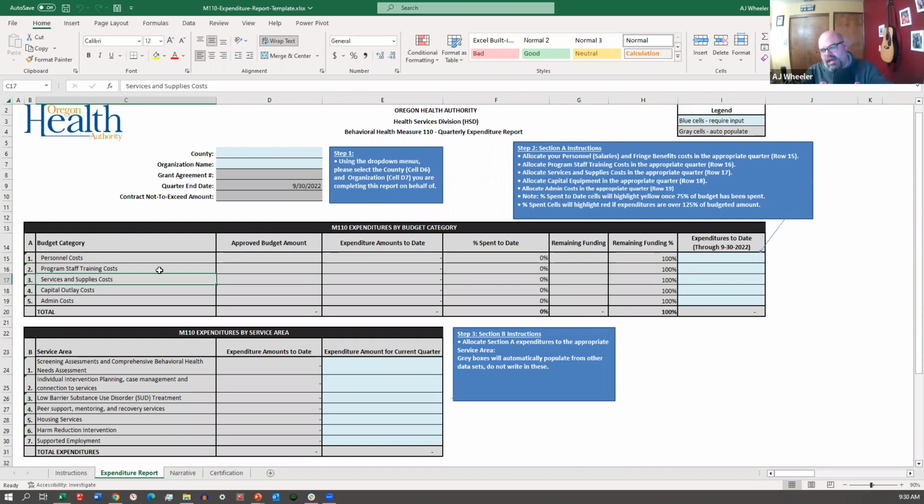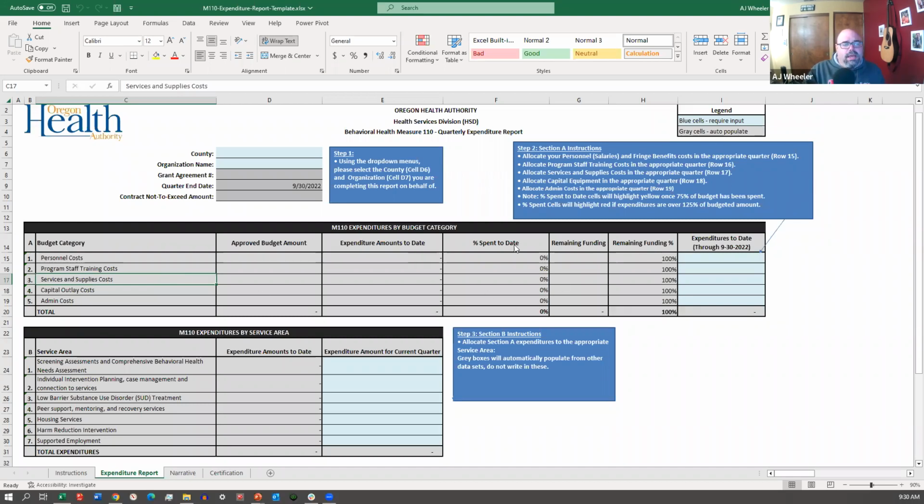And then if the grantor asks for support on that, you have that mapping of, here's everything that makes up personnel costs. Here's everything that makes up program and training. Here's everything that makes up supplies. Here's everything that makes up any capital outlays, meaning buying vehicles or buildings or something like that. And then what's your administrative burden, or whatever you charge for administrative overhead, is important.